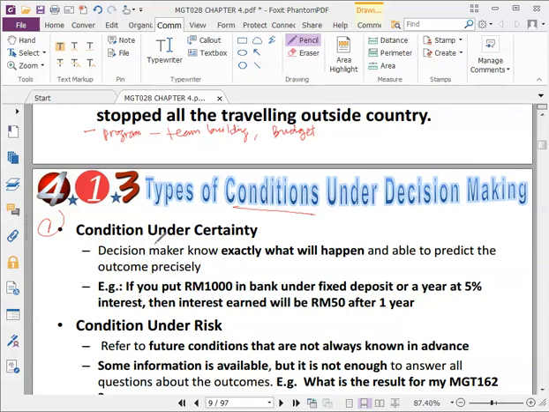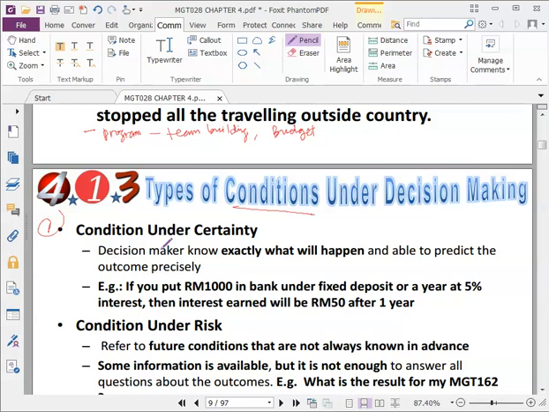Okay, for example, kita akan buat keputusan berdasarkan situasi apa? Situasi bila kita boleh agak dengan tepat apa akan terjadi selepas itu. Lepas kita dah buat decision. Okay, for example, if you put 1,000 in bank under fixed deposit for a year at 5% interest, then interest earned will be 50 ringgit after 1 year. Okay, maksudnya certain. Kita pasti.